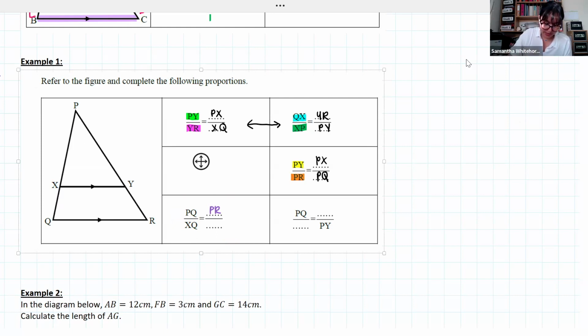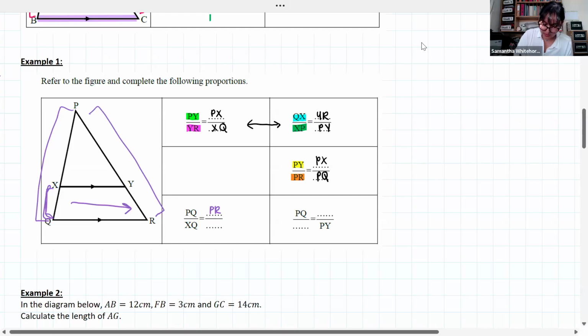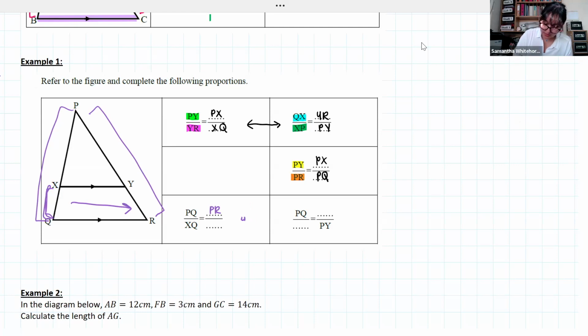Let's just double check. So PQ is the whole length. 100% agree with the PR. Awesome. And then XQ is this little line segment here. So what corresponds with XQ? Oh, YR, sorry. Perfect. Okay, so PR over YR. Excellent. Well done. Thank you so much.